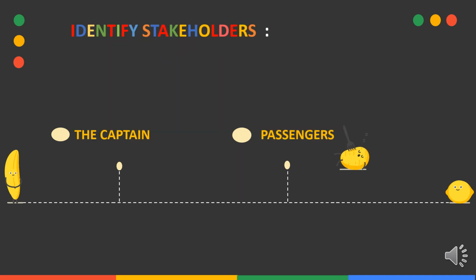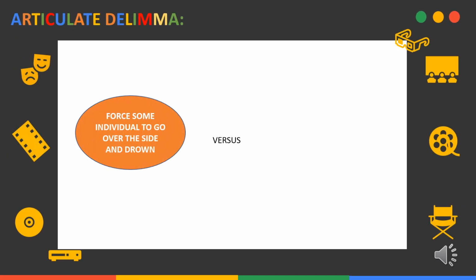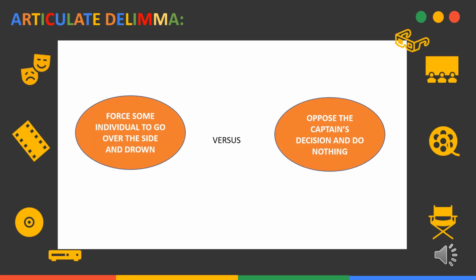Identify stakeholders: the captain, the passengers. Articulate dilemma. Force some individuals to go over the side and drown, versus oppose the captain's decision and do nothing.